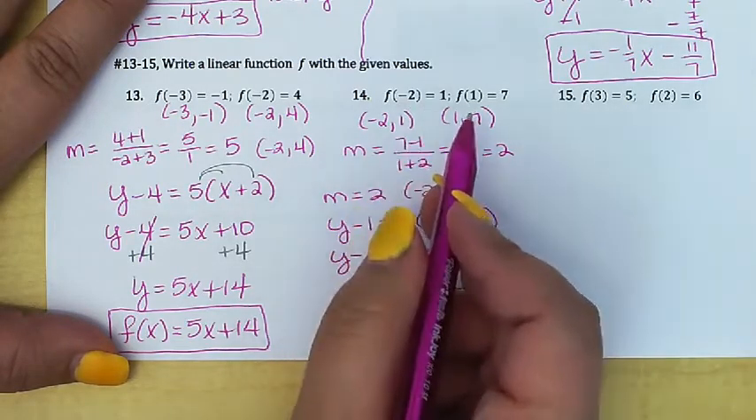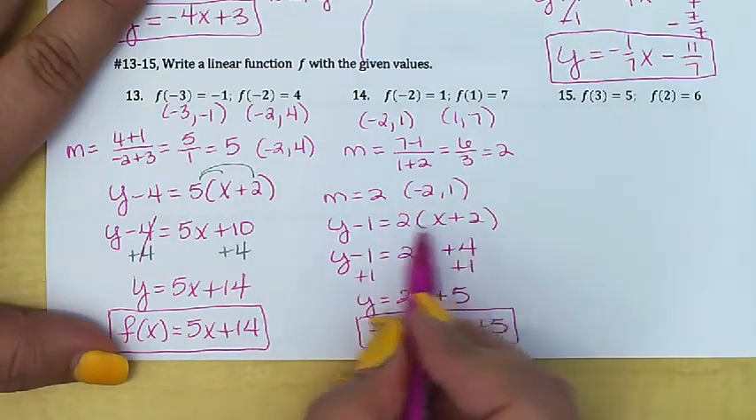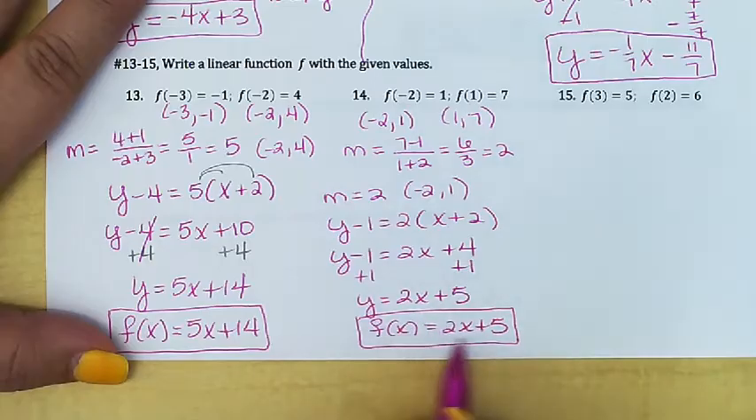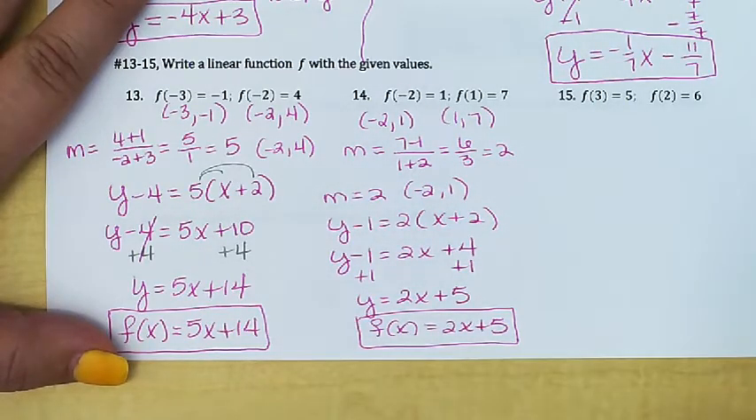So even if you had picked the other point, the 1, 7, the point-slope might look different, but then when you solve for slope-intercept, you would get exactly what I got if you did it correctly. So f of x equals 2x plus 5 is the equation of this line, no matter which point you use to plug in, as long as it was on the line and it was correct. Okay, so hopefully you got that one as 2x plus 5.